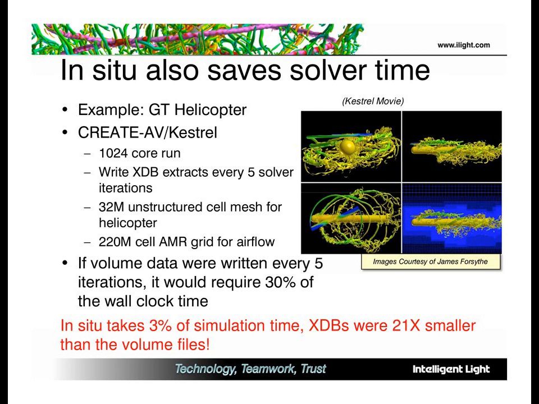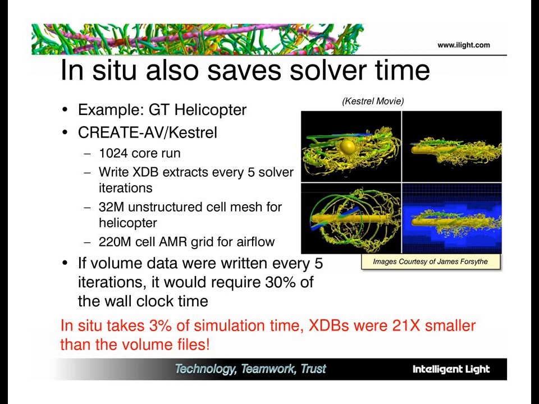So here's some of the recent work they've done. The image on the right shows what's called GT helicopter. It's a notional helicopter. 1,000 core run, write XDB extracts every 5 solver iterations. So you can see the geometry and also a Q criterion, ISOs, and you may not be able to see it, but the bottom right corner picture actually has the background grids, the AMR grids in the background. 32 million cells unstructured for the helicopter, 220 million cell AMR for the airflow around it.